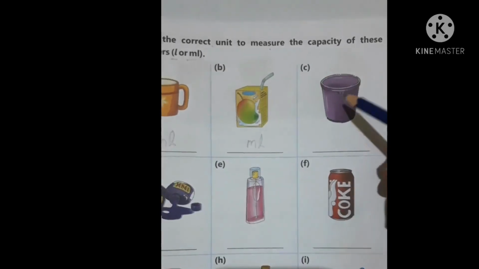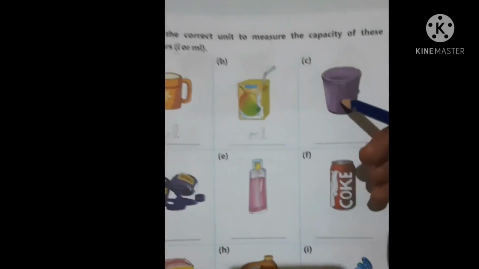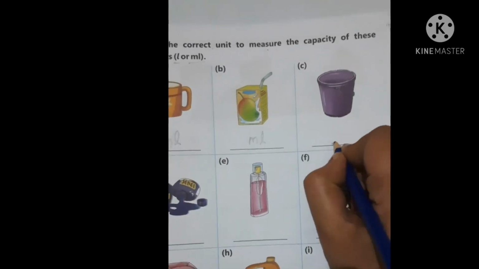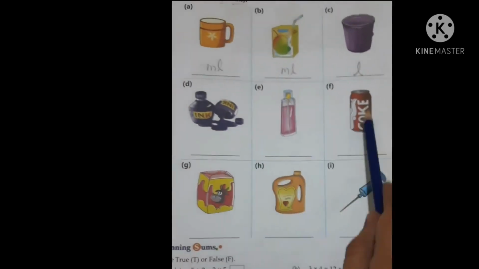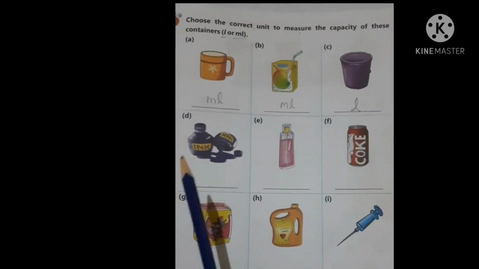And this is a bucket. It can hold more water, right? Then we can say this container can hold liquid in liters. In the same way, observe these objects and write the correct unit.